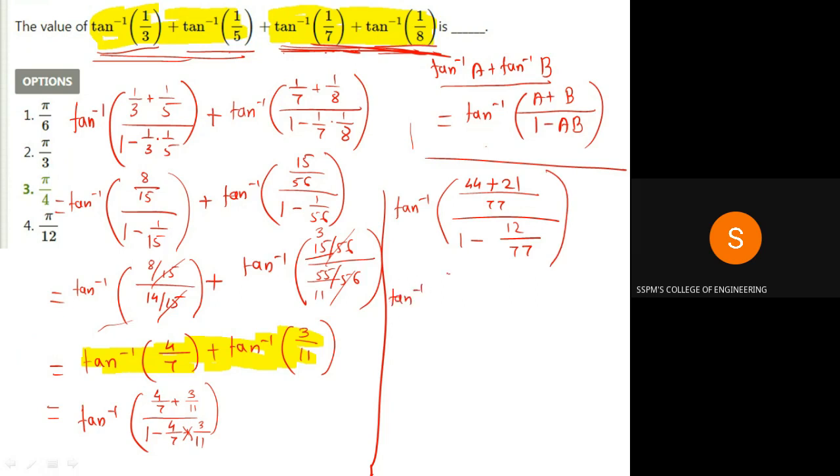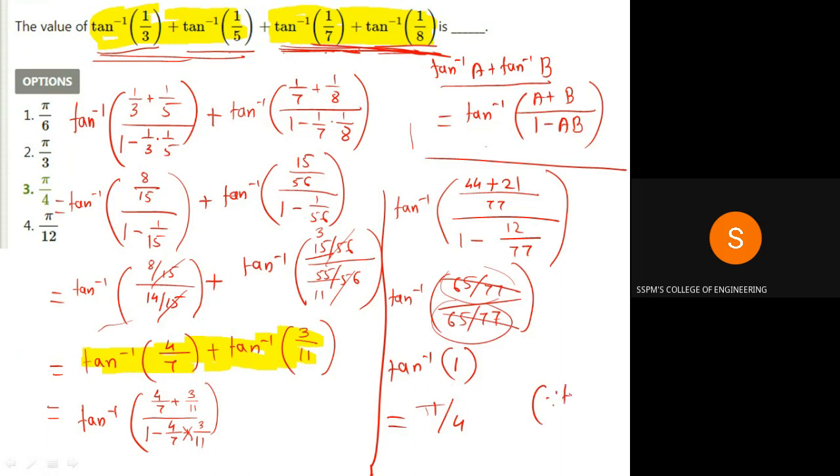So now we again solve this. Tan inverse of 44 plus 21, it is 65, divided by 77. And if we solve this part, 77 into 1 is 77, 77 minus 12 is 65, so 65 divided by 77. Again, the numerator and denominator are both the same, so they will be cancelled. That is tan inverse 1. So when is the value of tan 1? It is at pi by 4. You can write tan pi by 4 is equal to 1. So this is how you solve it.